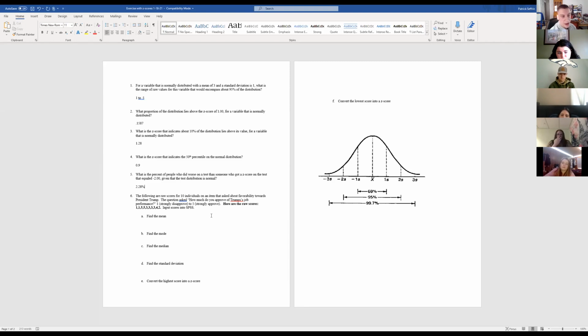So this is what I'm asking. The following are raw scores for 10 individuals on an item that asked about favorability towards President Trump. The question asks, how much do you agree with Trump's job performance? And this is just a basic Likert item, 1, strongly disapprove, to 5, strongly approve. And here are the raw scores. So then you would have the middle scores in between of 2, 3, and 4.